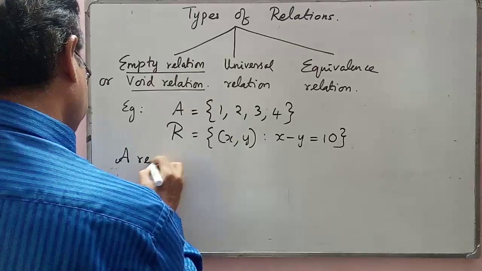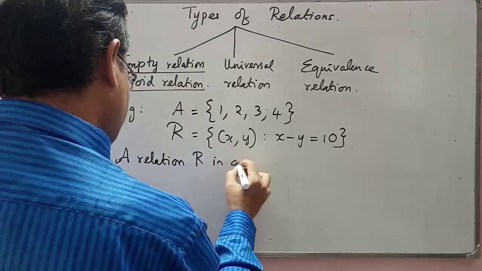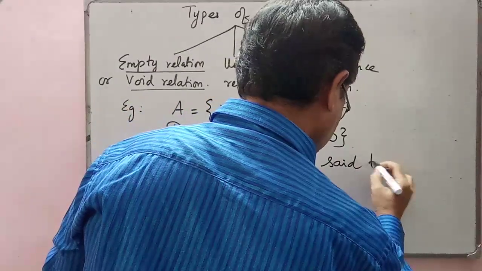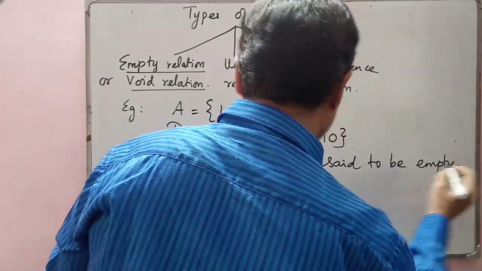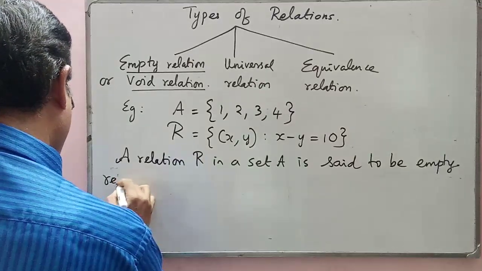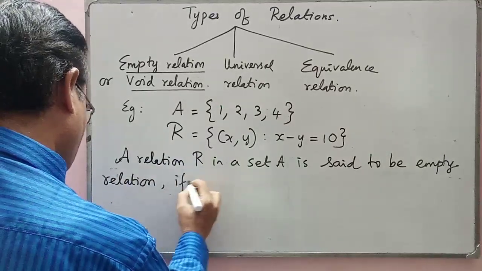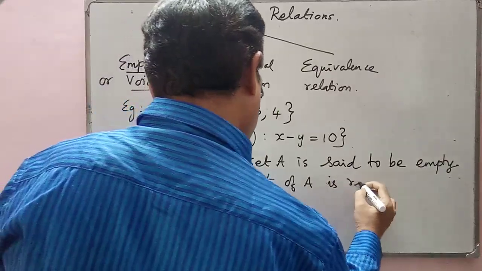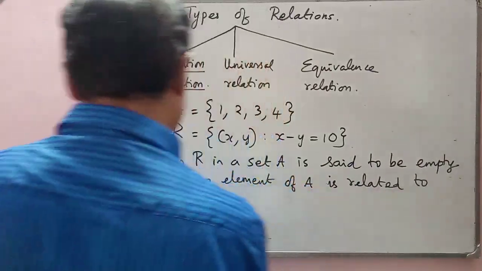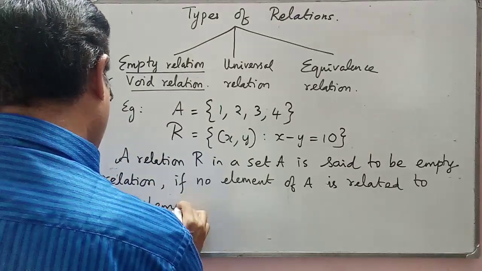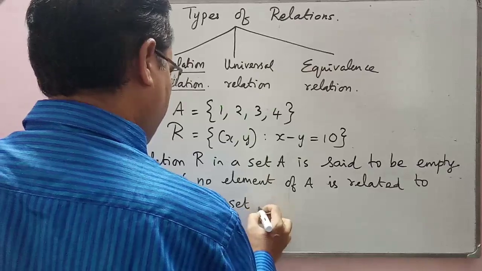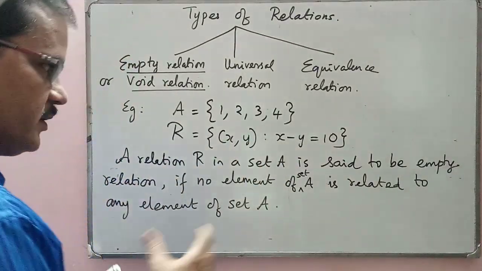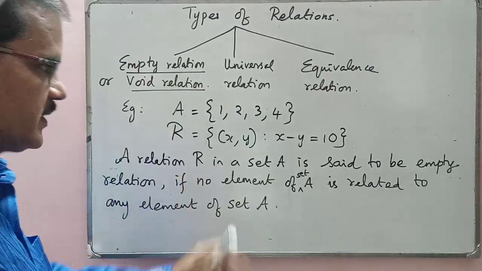A relation R in a set A is said to be, or is called, an empty relation if no element of A is related to any element of set A. No element of set A is related to any element of set A. As I told, with the two examples I gave you, I hope you have understood empty relation.